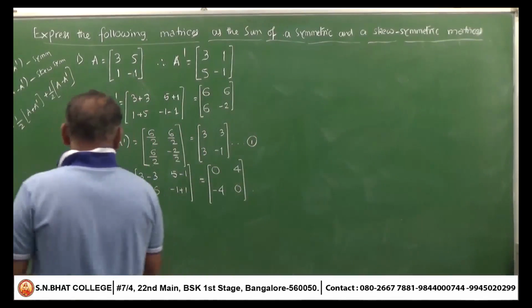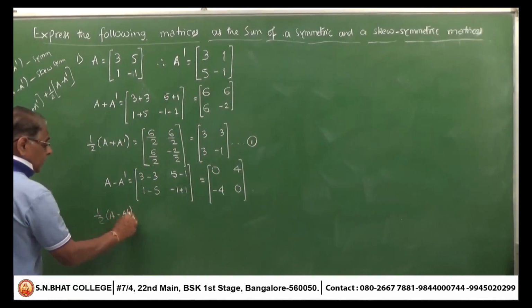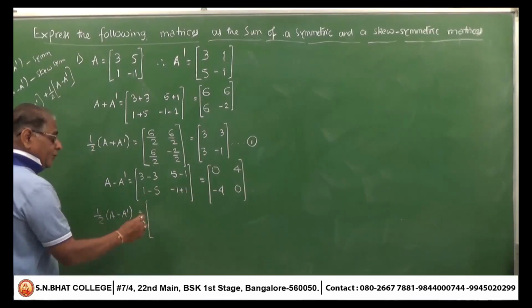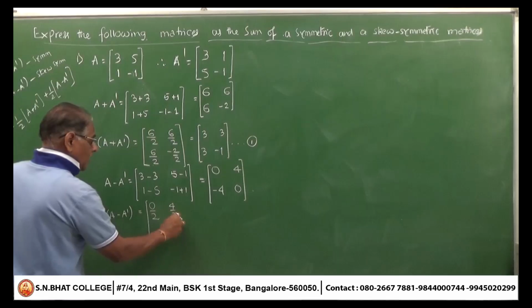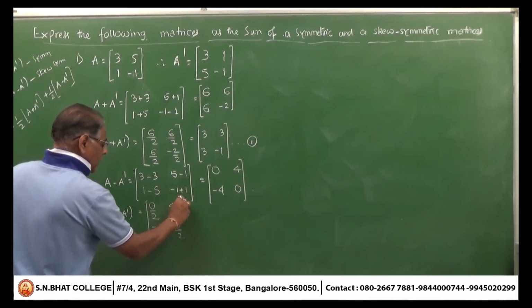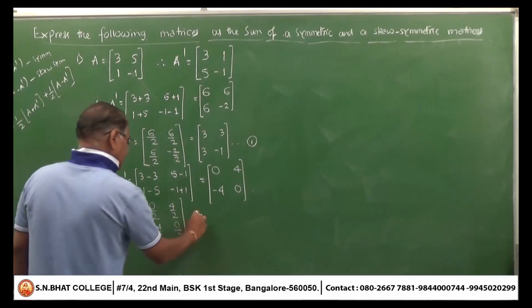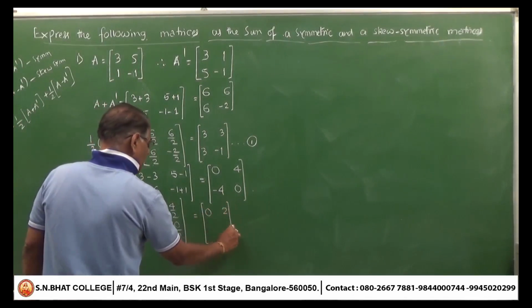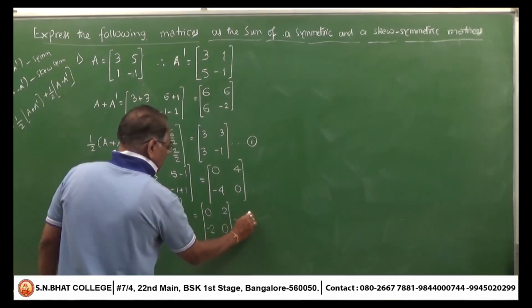Next you have to calculate half into A minus A transpose. Multiply each element by 1 by 2 or divide by 2. 0 by 2, 4 by 2, minus 4 by 2, 0 by 2. This is equal to 0, 4 by 2 is 2, minus 2, 0. Equation number 2.